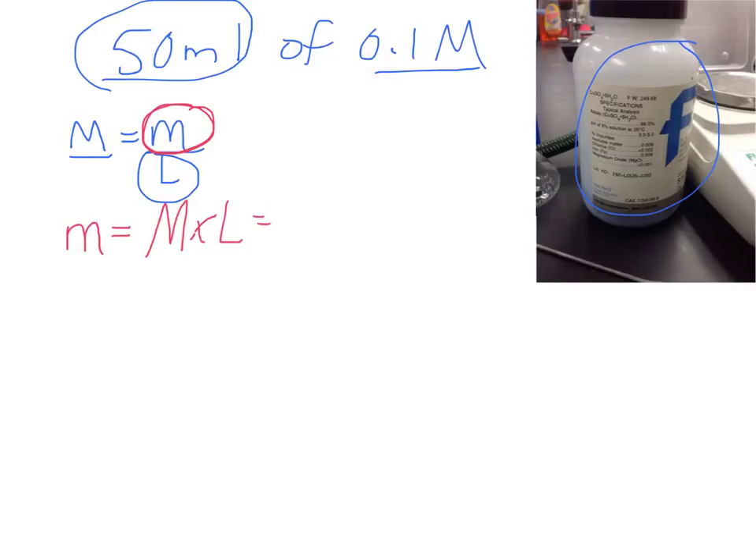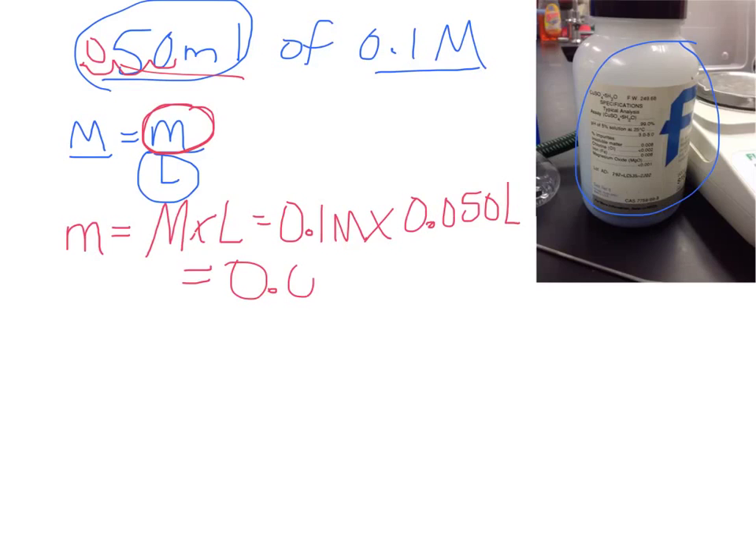If I plug in the numbers, I have 0.1 for molarity, and I'm given 50 milliliters up here. I have to convert that to liters before I can plug it in. So I can either divide by 1,000 or do it the simple way and just move my decimal over 3 spaces to the left. So I'll plug in 0.050 liters. And then I should get 0.005 moles. And I am using copper 2 sulfate in my example.